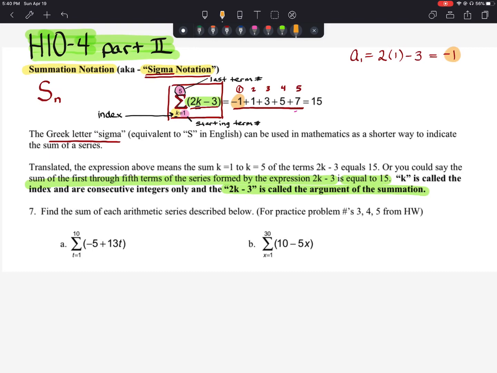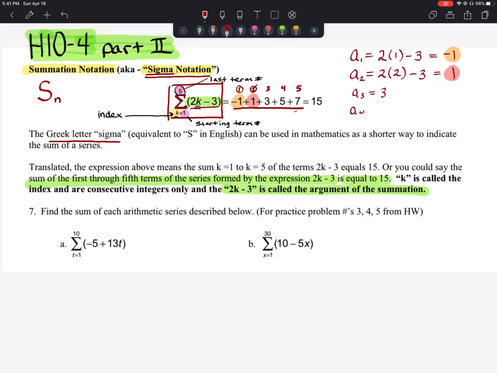Then we'll do a second one here just to make sure we're grasping it. Our second term is 1. So I'd say my second term, or A sub 2, is equal to 2 times 2, that's this 2 right here, minus 3. 2 times 2 is 4, minus 3 is 1. And you see here we've got 1, which is supposed to be our second term, and it is the second term in the series. And then it continues on there, right? A sub 3 equals 3.